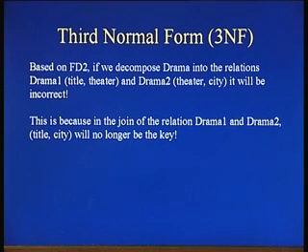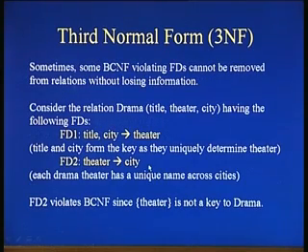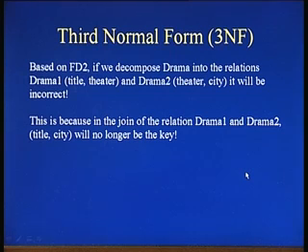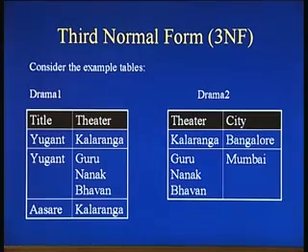However, based on the decomposition rule, if we decompose drama into two relations, title comma theatre and theatre comma city, based on this rule here, because theatre defines city, it will actually be incorrect if we decompose drama like this into drama 1 and drama 2. Why? Because when we decompose relations and join back the relations, we should retain all the properties of the original relation. Now when we perform the join between drama 1 and drama 2, then the key constraint will no longer hold. Let us look at this by an example.